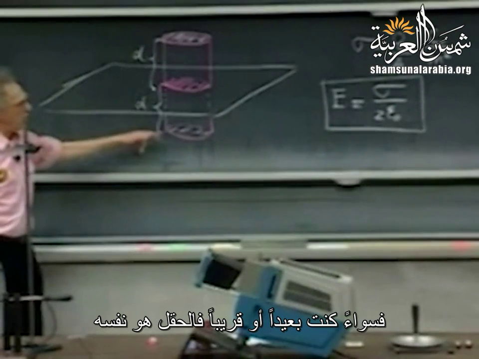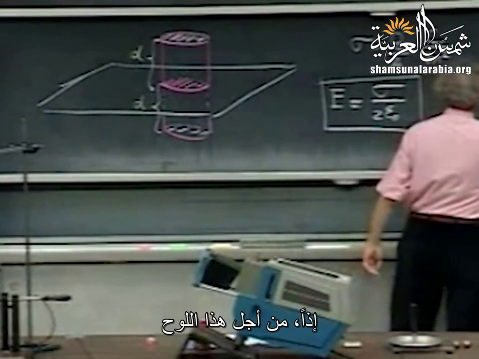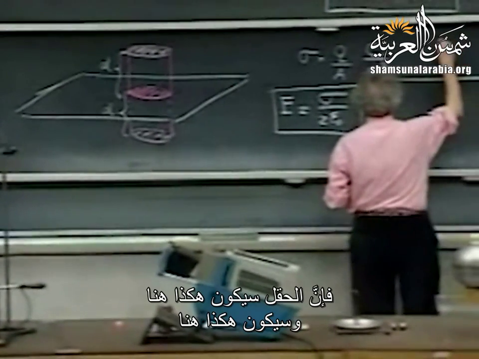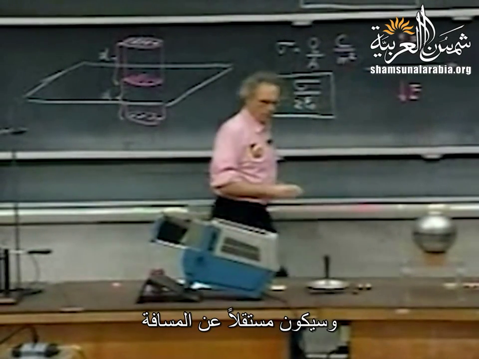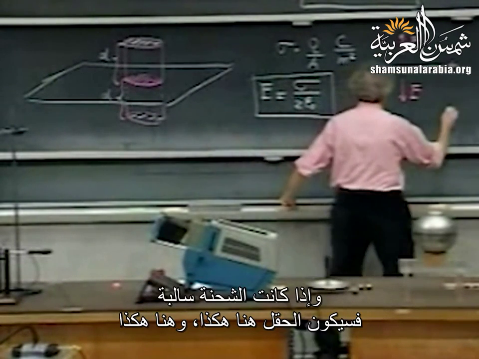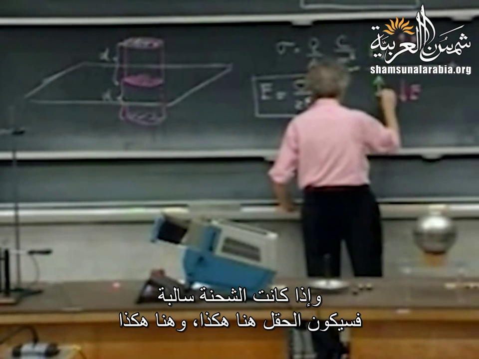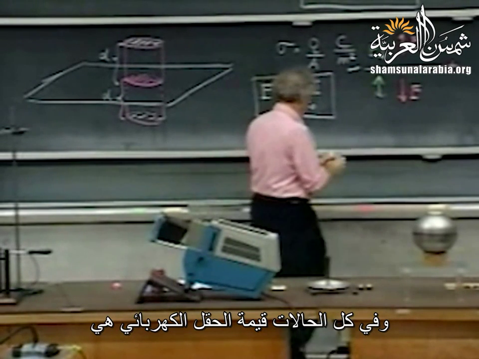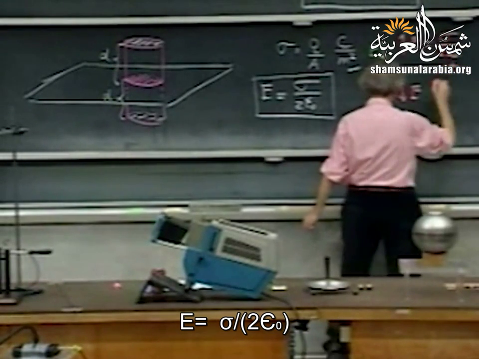Whether you're very far away or whether you're close, it's the same. So if this is that plane, and if the plane is positively charged, then E would be like this here, and E would be like this here, and it would be independent of distance. And if it is negatively charged, the E would be like so, and it would be like so, pointing towards the plane, and in all cases the magnitude would be sigma divided by 2 epsilon 0.